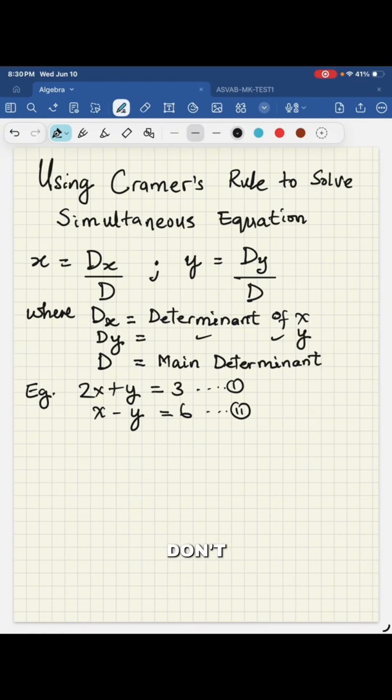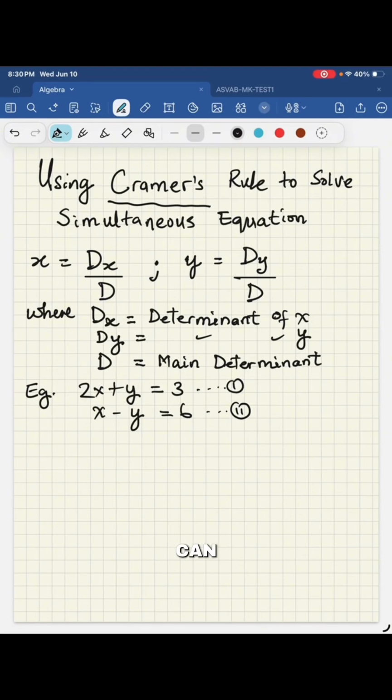In this video, I don't just want to solve, I want to teach you something. If this is your very first time of seeing this rule, it is called Cramer's rule. We can use that to solve simultaneous equations. It's a linear algebra method.